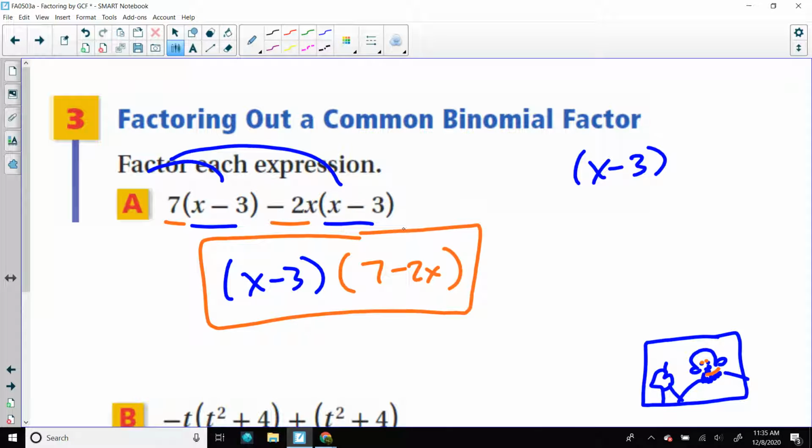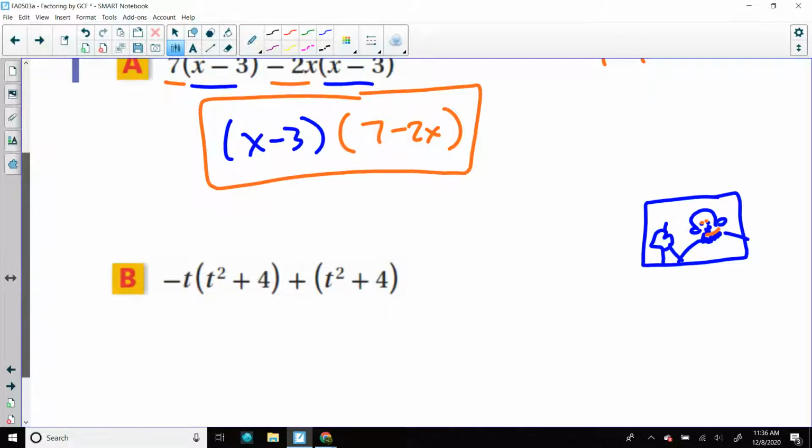This is what's known as factoring out the common binomial factor. And a binomial means it has two numbers, just like a bicycle has two wheels. Nomial means number, and bi refers to two. And so a bicycle has two wheels, a binomial has two terms. And so all we're going to do is grab this binomial and this binomial, factor it out front, and then whatever's left behind, we have a 7 and a negative 2x that stays out back. So let's take a look at this.